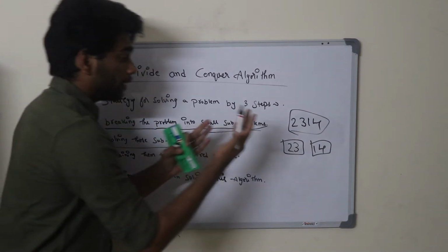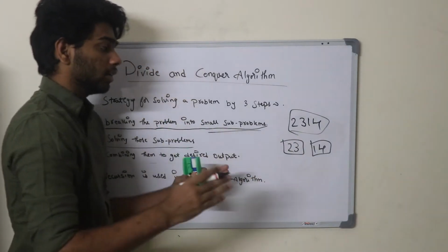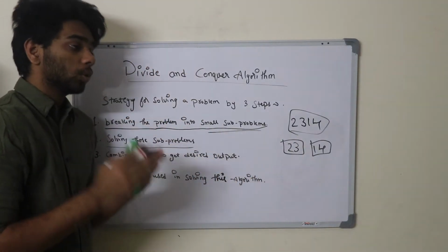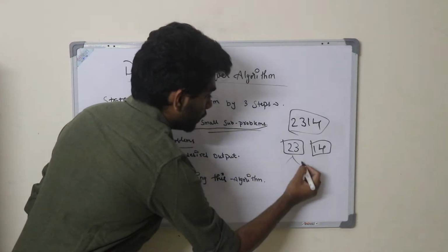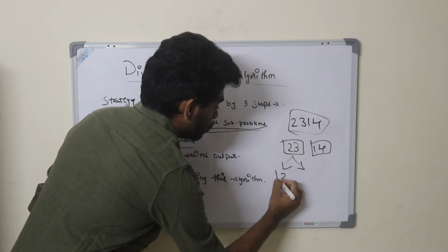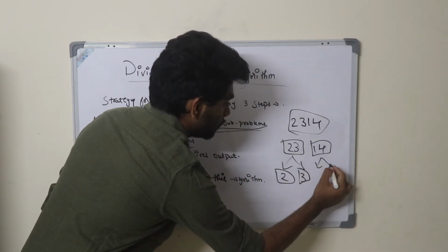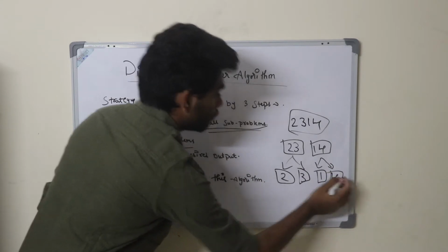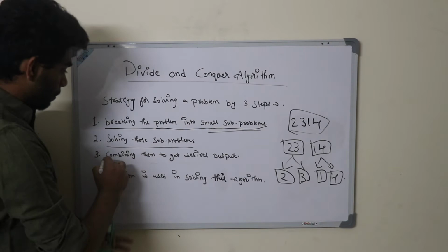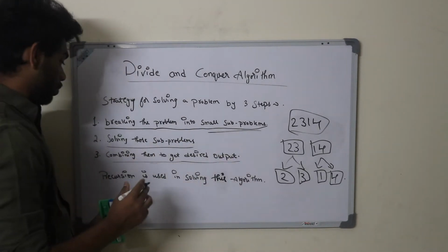When we get these sub-problems, we solve them again and divide them again into smaller sub-problems so that we can get the desired output easily. So again dividing it: 2, 3, and for this one it will be 1, and this one it will be 4. Okay, and the last step is combining them to get the desired output.